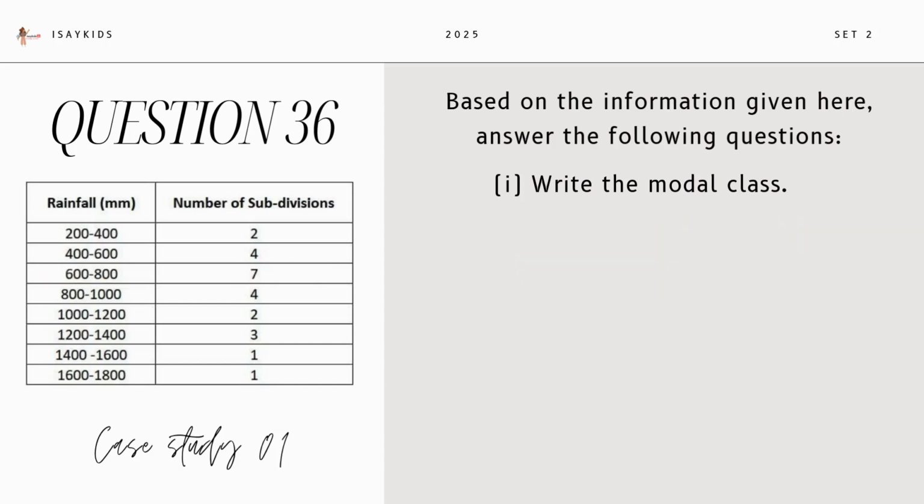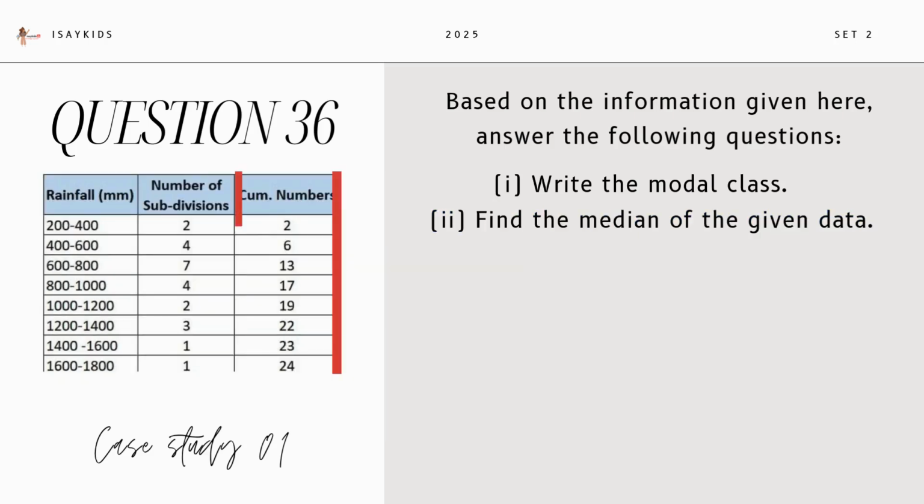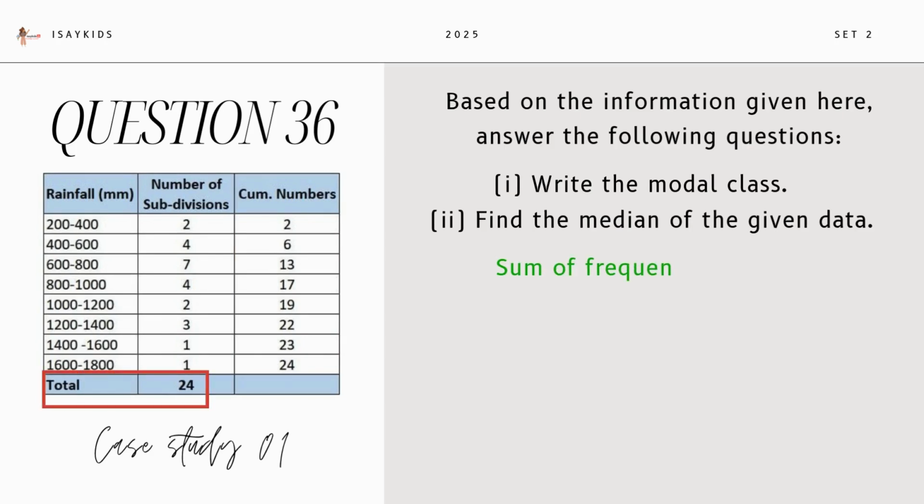Next is find the median of the given data. For finding the median, we first need the cumulative frequency of the given data. We found out that sum of frequencies is 24. So, n by 2 would be 12.